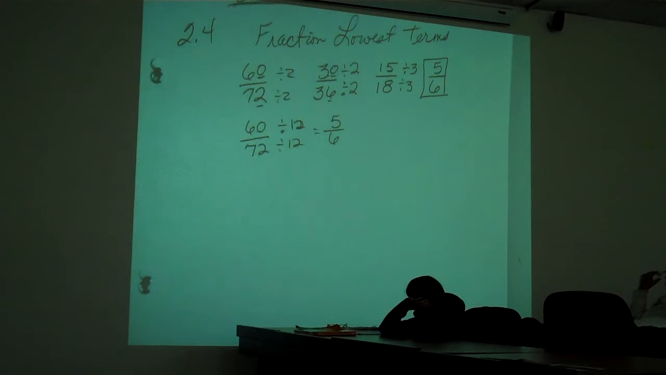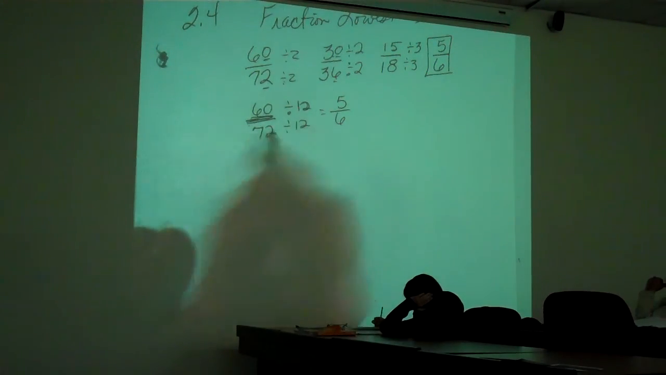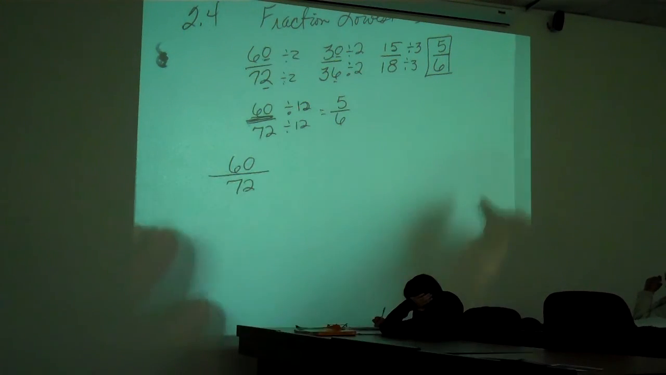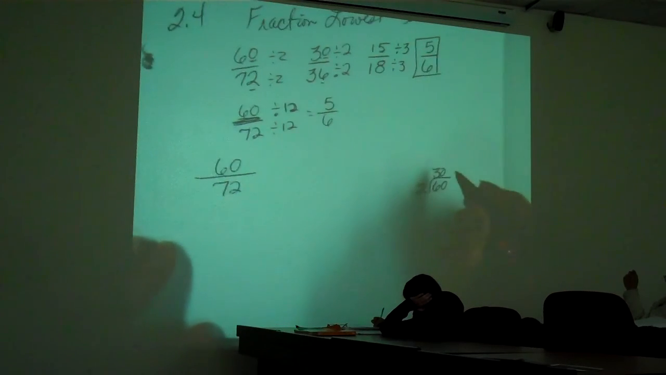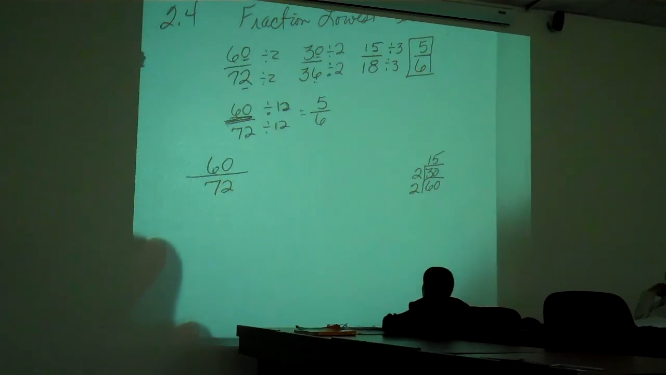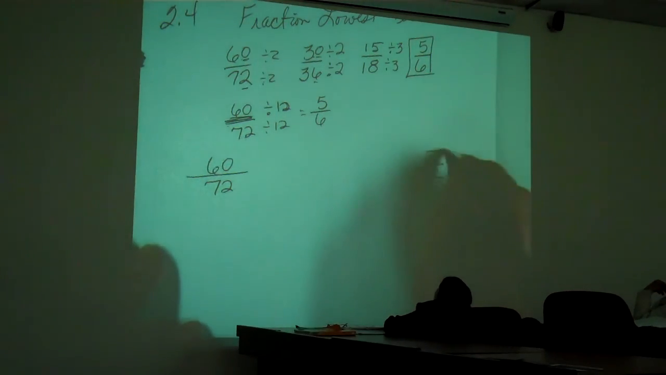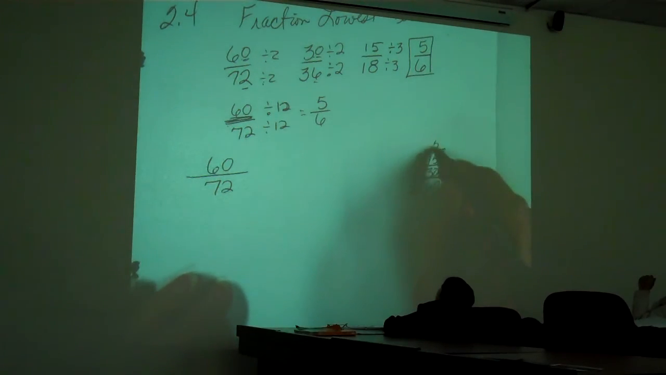Okay, they also show a way to get into lowest terms using the prime factorization, the stuff that we just did. Okay, let's find both of these numbers, the 60 and the 72. Let's find the primes of them. Okay, let's do 60 divided by 2 is 30. 30 divided by 2 is 15. And now we need to divide by 3 because we can't divide by 2 anymore, right?